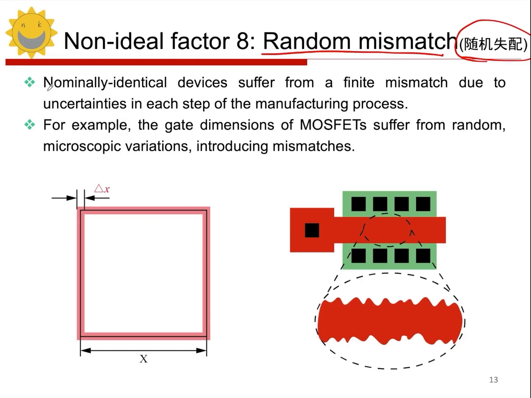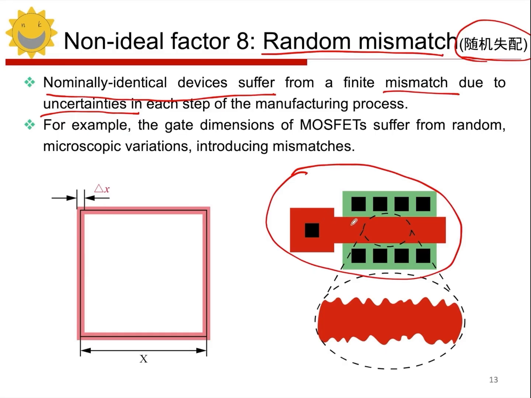We believe that nominally identical devices are actually affected by what? They are influenced by a limited degree of mismatch. This mismatch is due to some uncertainties in each step of the processing. Each step has some uncertainties which can cause mismatches in our devices. For example, let's take a gate in a MOSFET, right? We have this MOSFET and we draw a layout like this. Now, when we draw this gate, it's very flat, right?